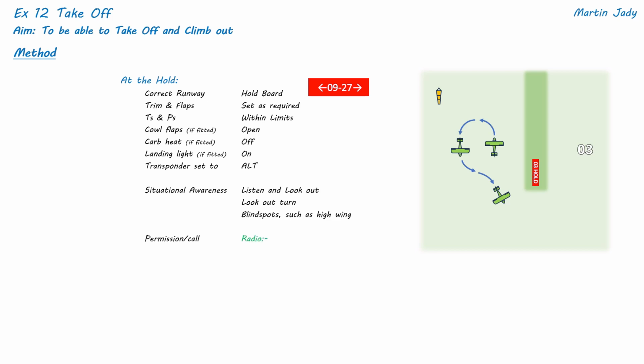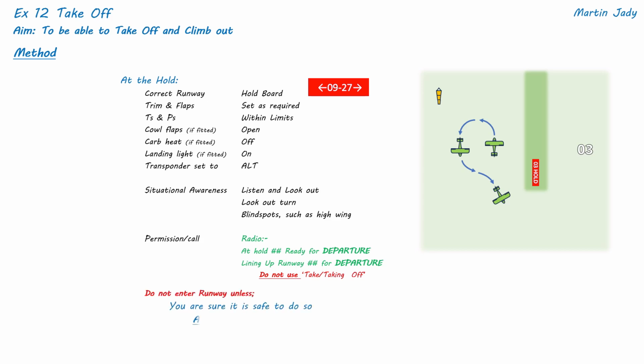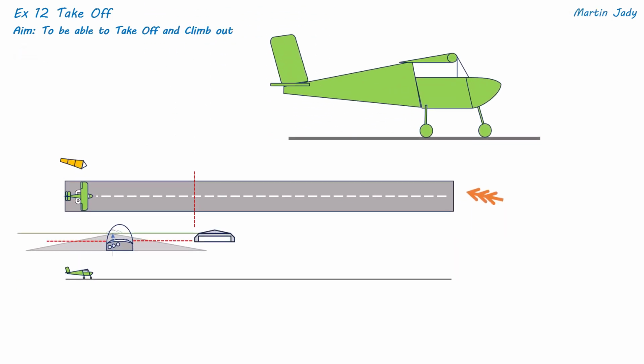We then make a radio call. Based on the airfield we are at, we may simply need to inform others that we are entering the runway. At larger airfields with air traffic control, we will need clearance to enter the runway and to take off. Note that we only use the words takeoff or taking off when reading back our clearance or starting our ground roll. At all other times, we refer to being ready for and lining up for departure. Do not enter the runway unless you are sure it is safe to do so and you have the required clearance to do so. We want to be efficient and organized about entering the runway.